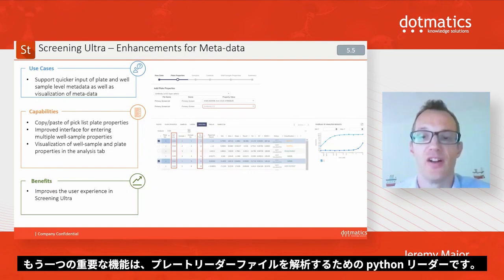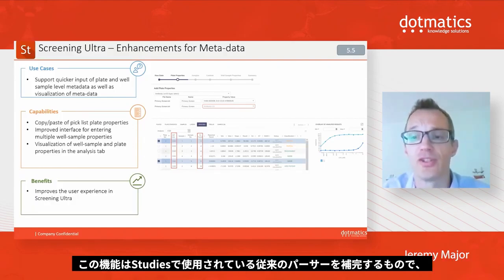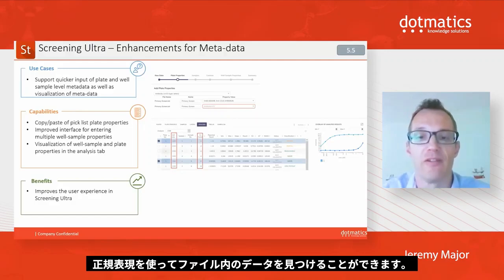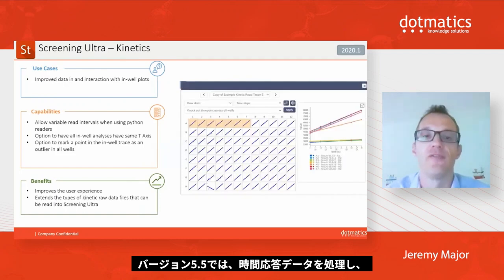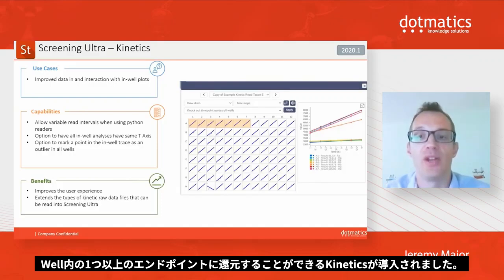Another significant enhancement is the introduction of Python readers to parse plate reader files. These complement the traditional parsers used in studies, which work by finding the data in the files through regular expressions. Version 5.5 saw the introduction of kinetics to Screening Ultra, in which time response data could be processed and reduced to one or more endpoints within a well.